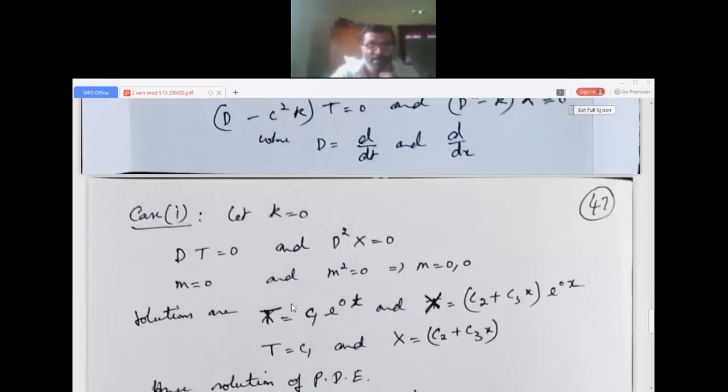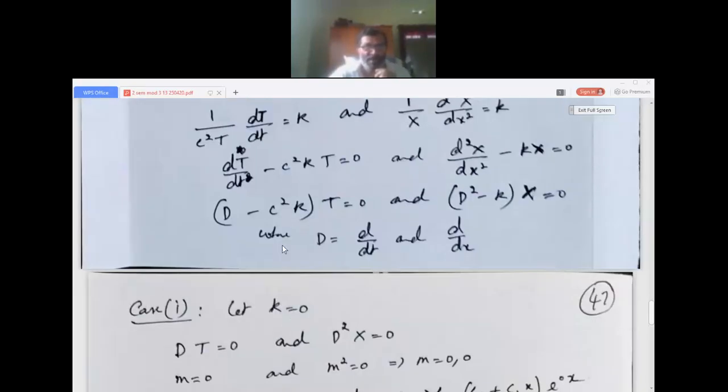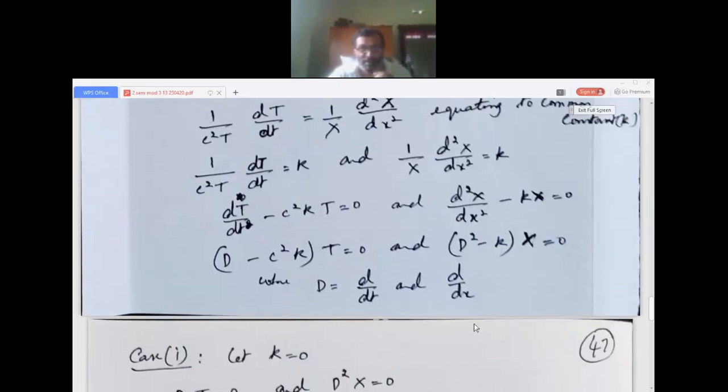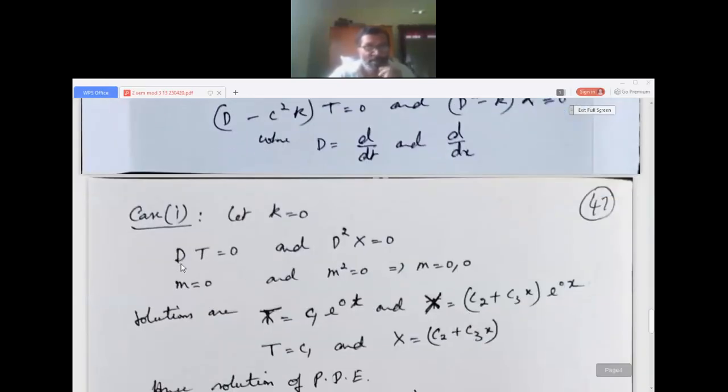So first we take when k equals 0. If k equals 0, this equation will be dT equals 0, and this will be d²X equals 0. So I take the auxiliary equation, D equals 0, and I replace D by m, so m equals 0. Here D² equals 0, the auxiliary equation will be m² equals 0, so m equals 0, 0.